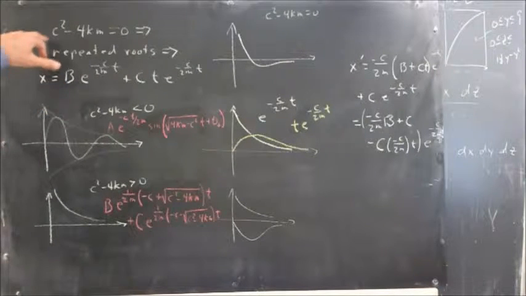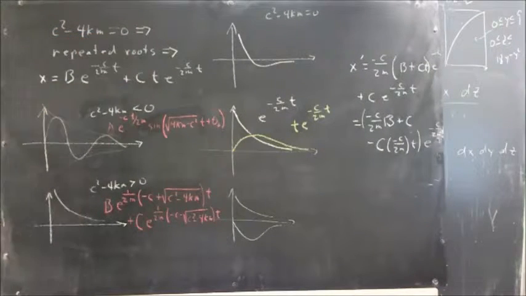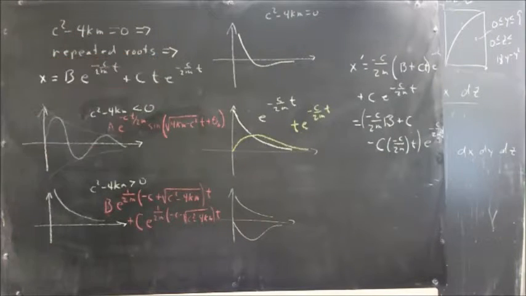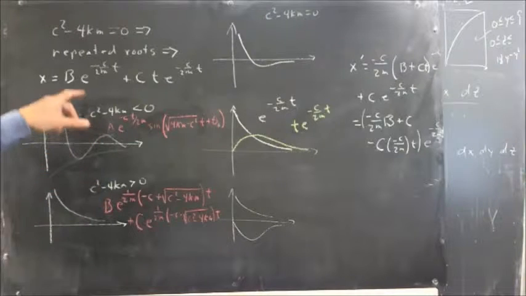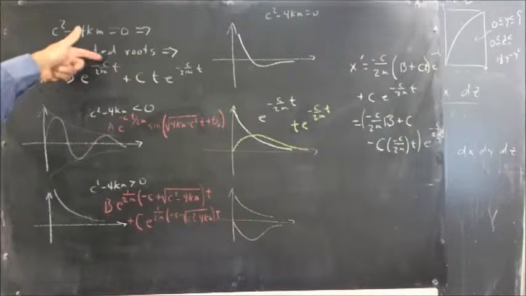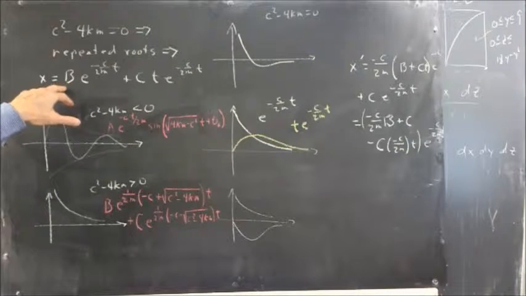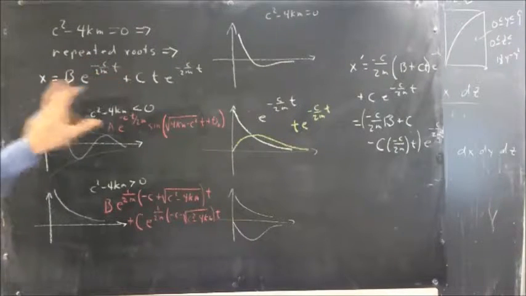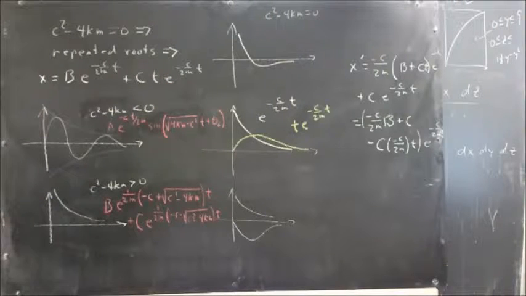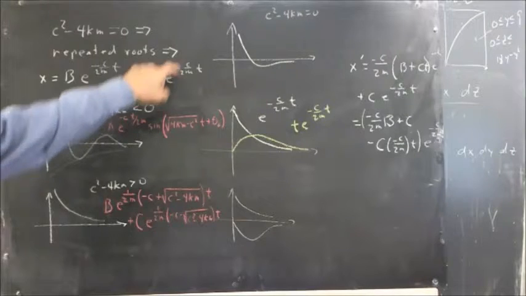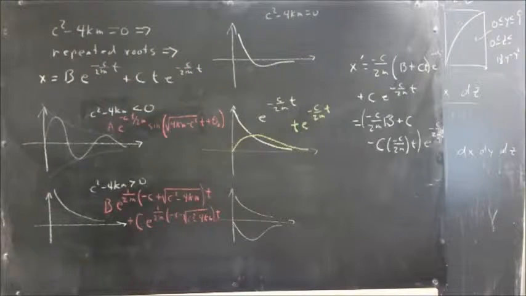Okay, now in the case where c squared minus 4km equals 0, if that occurs, your discriminant is 0, and you can see easily that that leads to repeated roots. The repeated root is negative c over 2m, and that leads to the function, first of all, b e to the negative c over 2m t, but if you want to get a general solution to the homogeneous equation, you're going to also have to try the solution c t e to the negative c over 2m times t.